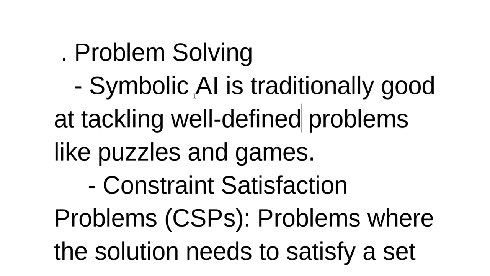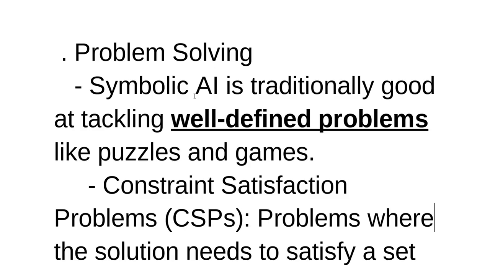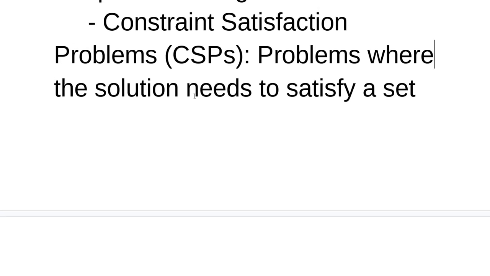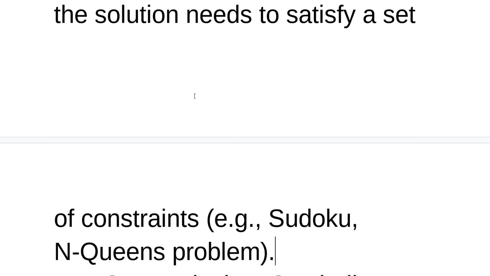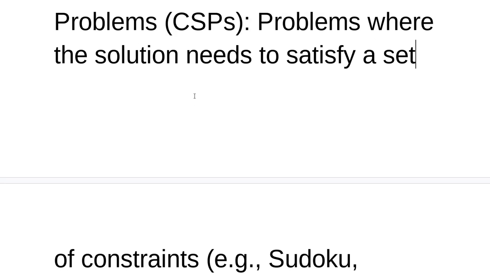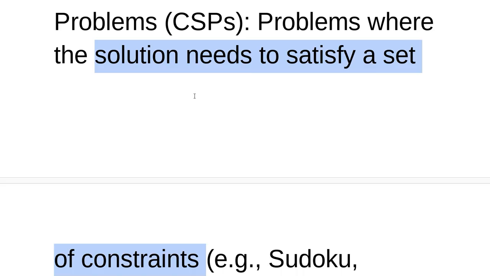Problem solving. Symbolic AI is traditionally good at tackling well-defined problems like puzzles and games. So symbolic AI is good at tackling well-defined problems. Problems must be well-defined. Constraint satisfaction problems are problems where the solution needs to satisfy a set of constraints.